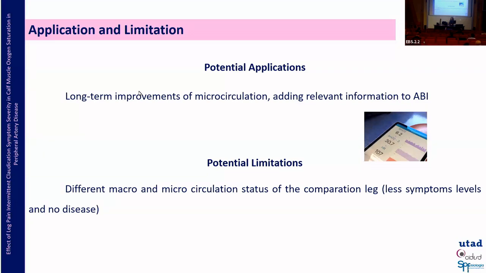which is not very changeable with exercise. A potential limitation of this study is the different macro and microcirculation status of the comparison leg, because we had in the same group less symptomatic legs and no disease legs. So when we have a more robust sample, probably we can separate these groups.